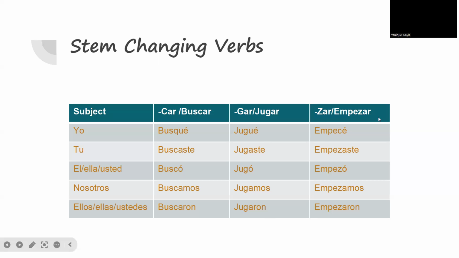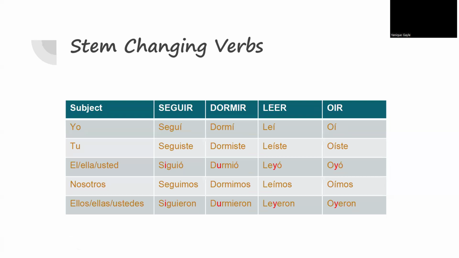Empezar, we're going to remove the Z and we're going to adopt a C. Empecé, empezaste, empezó, empezamos, empezaron. Normally, my students, they pronounce the Z like in English, so they say empezaste. No, it's not za, it's sa. It sounds like C. Empezaste, okay? So this all the way down, okay? And that would be the pronunciation. So these are just some examples of stem changing verbs.